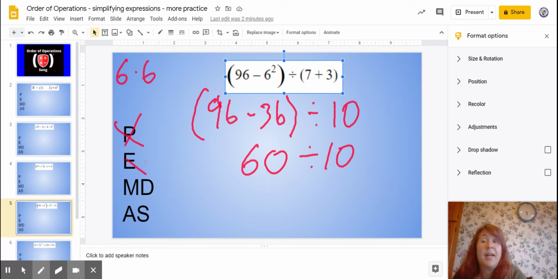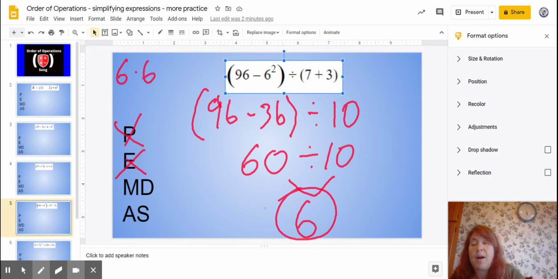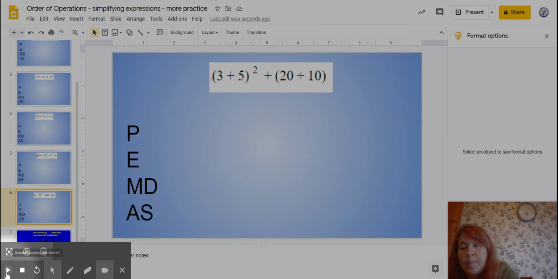I don't have any exponents, but I do have multiplication or division. In this case, it's division. 60 divided by 10. Well, I know that 60 divided by 10 is 6. So 6 was my answer to that problem. So we have one more problem that we're going to review, and let's take a look at that quickly.